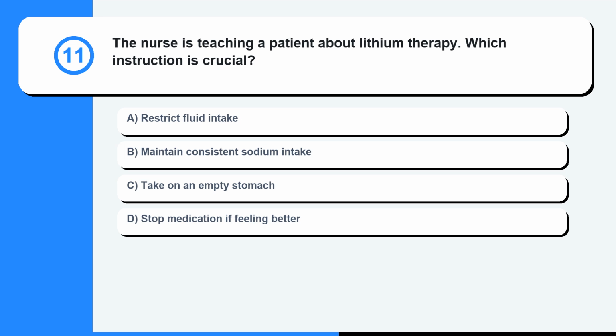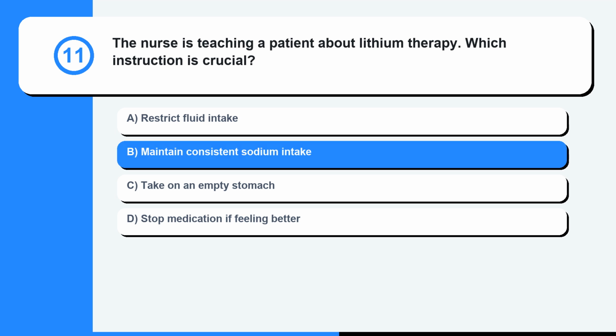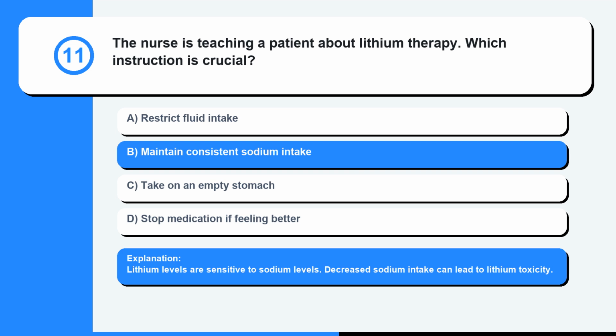Question 11. The nurse is teaching a patient about lithium therapy. Which instruction is crucial? A. Restrict fluid intake. B. Maintain consistent sodium intake. C. Take on an empty stomach. Or D. Stop medication if feeling better. The correct answer is B. Maintain consistent sodium intake. Lithium levels are sensitive to sodium levels. Decreased sodium intake can lead to lithium toxicity.